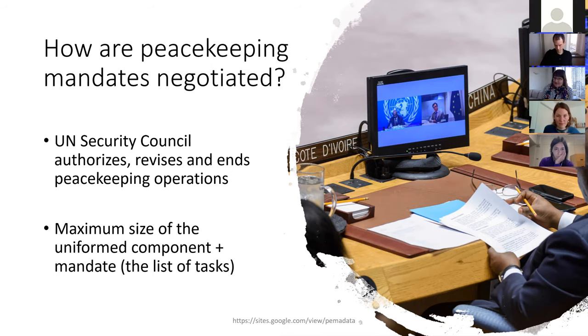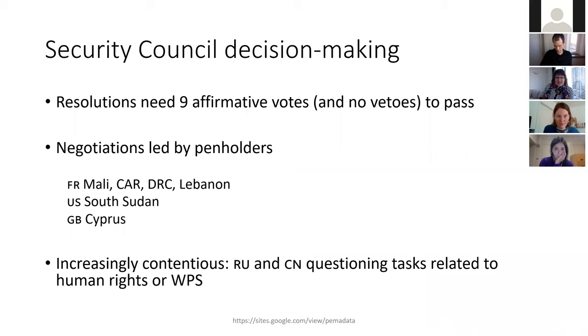And in terms of the process of peacekeeping negotiations, these negotiations are, in the contemporary era, led by one of the permanent members, one of the Western permanent members. So each of those three Western members has a responsibility for a particular portfolio, for a particular conflict situation. For example, France is the lead on the peacekeeping operations in Mali, the Central African Republic, the Democratic Republic of the Congo, and Lebanon. The US leads on South Sudan, and the UK leads on Cyprus.